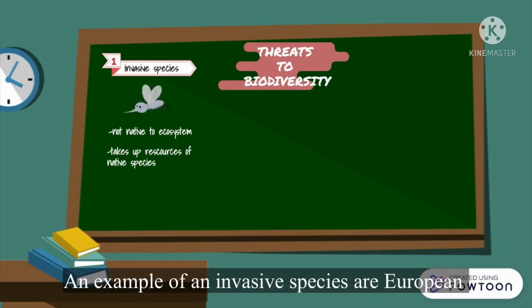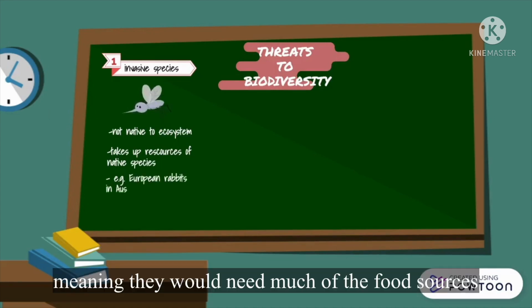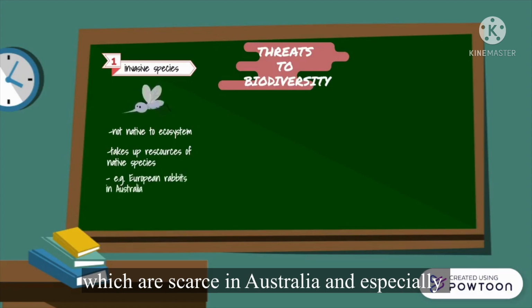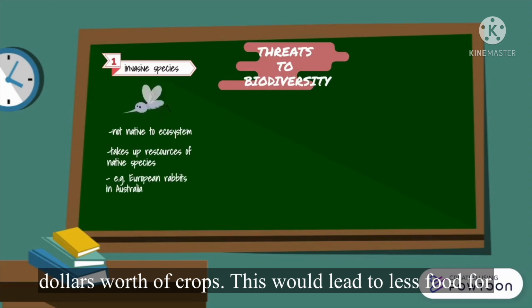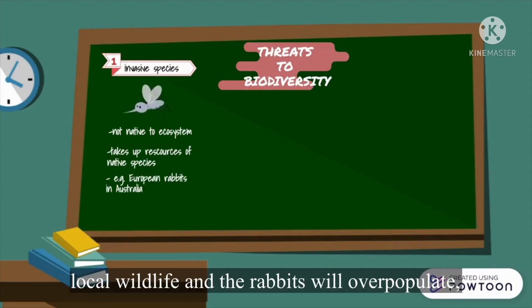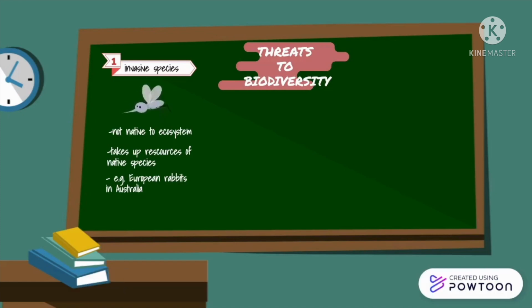An example of an invasive species are European rabbits in Australia. The rabbits breed in masses, meaning they would need much of the food sources which are scarce in Australia, and especially its deserts. They had destroyed millions of dollars worth of crops. This would lead to less food for the local wildlife, and the rabbits will overpopulate, damaging its biodiversity by a lot.